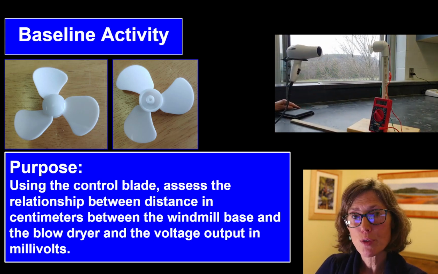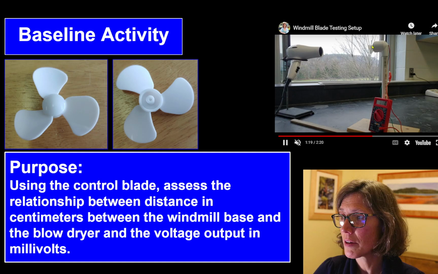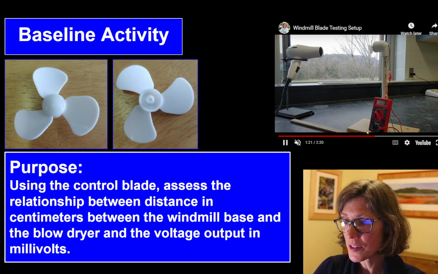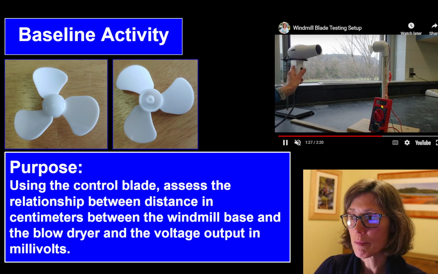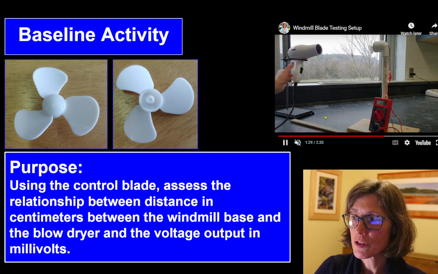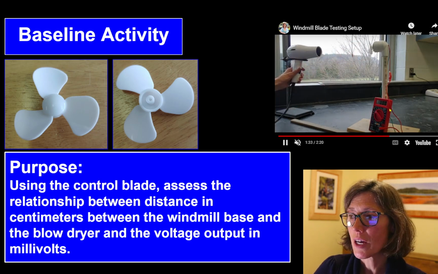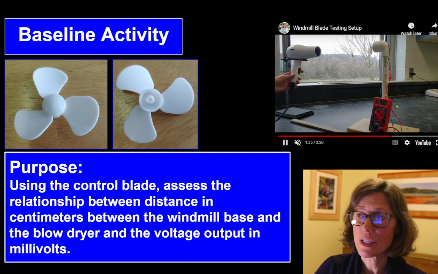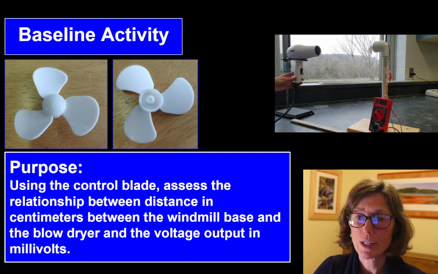And what they're going to do is assess the relationship between the distance in centimeters between the actual windmill base and the blow dryer that you can see on the left, and the voltage output in millivolts. Okay, and so they're putting these 2 further and further apart, and obviously what should happen here is the voltage output should decrease as that distance increases.